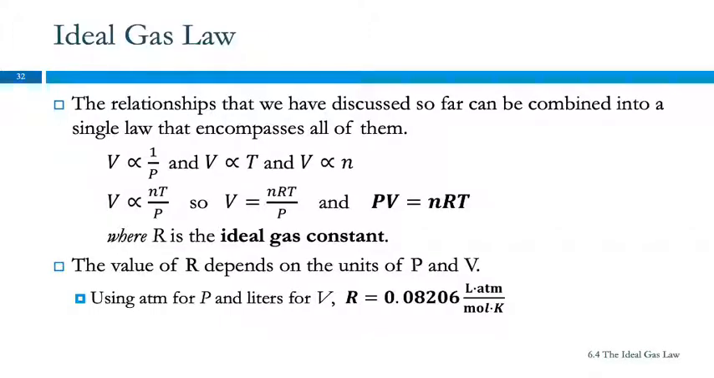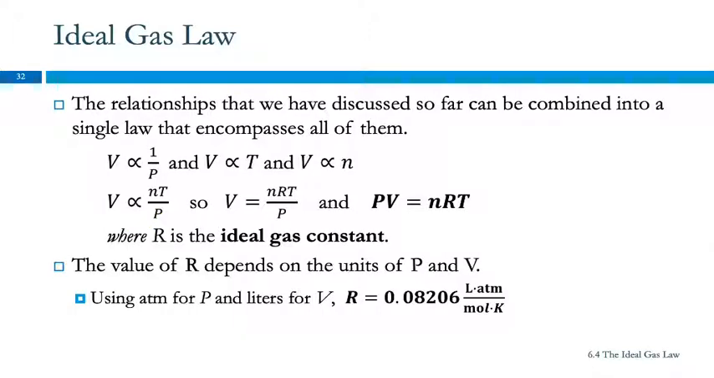So we talked about some simple gas laws, and those relationships can be combined into one equation. We saw that the volume of a gas was proportional to 1 over the pressure. The volume is also proportional to the temperature, and the volume is proportional to the amount of gas in moles. So we can combine those and say that the volume is proportional to n times T over P.